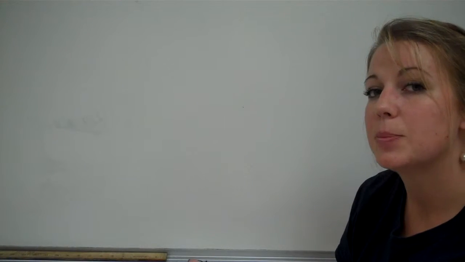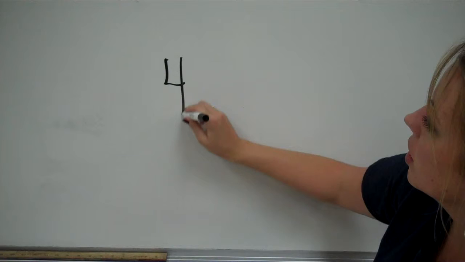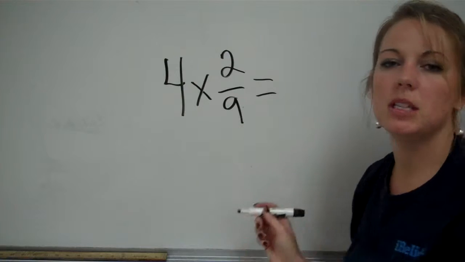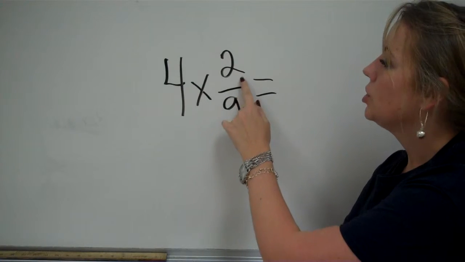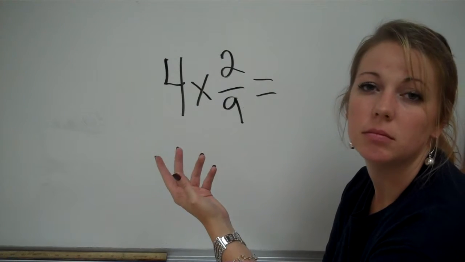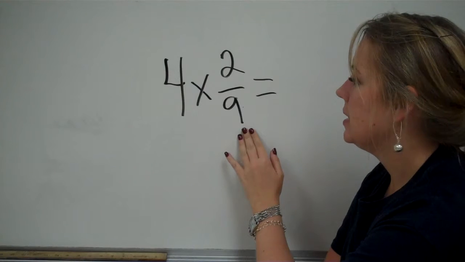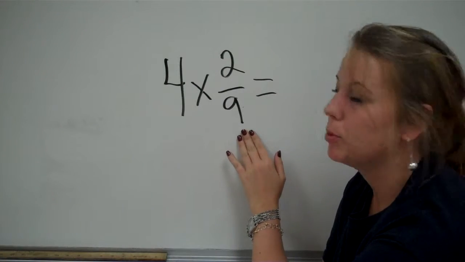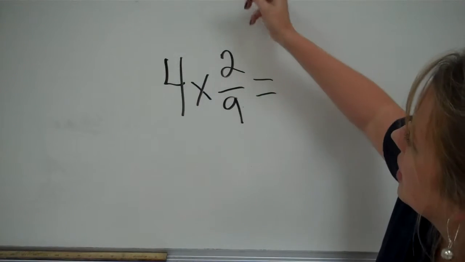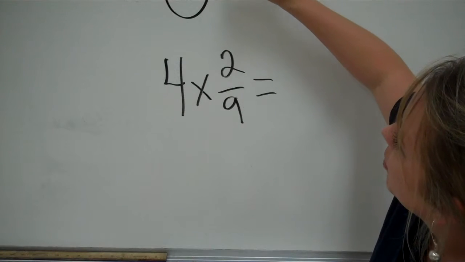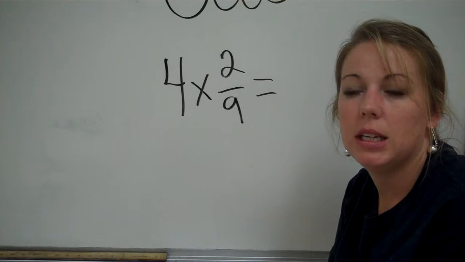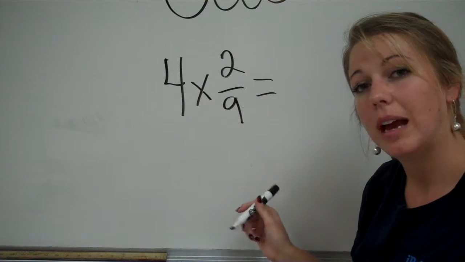I want you to try a couple of these problems on your own. I want you to try 4 times 2/9. So for example, let's put a situation behind it. If you have 2/9 pizzas, okay, that's pretty realistic. 2/9 pizzas, you say that's a serving size for 4 people. And you have 4 people, how much pizza will you need? Okay, there's a situation. So you can think of 4 pizzas and break it into ninths. Each person gets 2. How many total do you need?